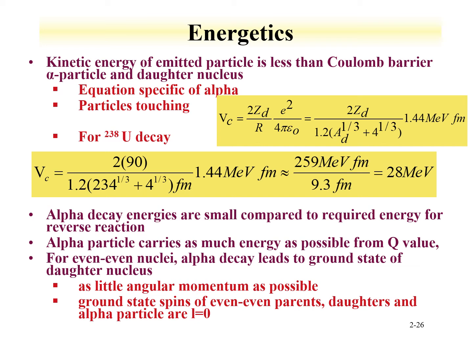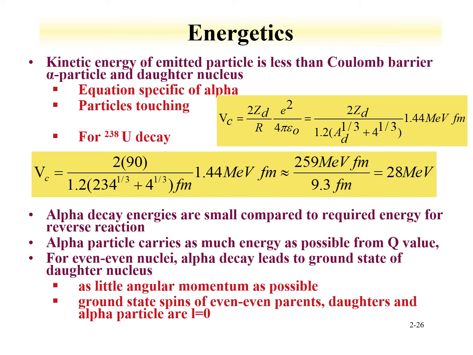So we'll rearrange this equation and plug in the values for the particle that we're interested in. Let's look at this for uranium-238. For the alpha particle, Z is 2. For 238, the daughter would be thorium, so we use a Z of 90. We put in the values: 1.2 times A daughter to the 1/3 plus helium nucleus to the 1/3, times 1.44 MeV Fermi. And what we get is a Coulomb barrier of 28 MeV.